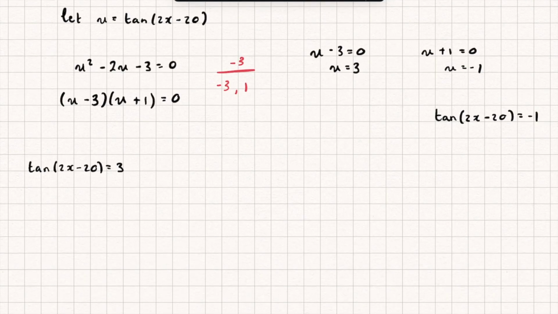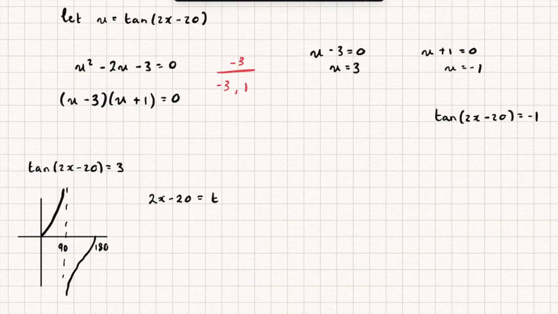So the first thing I'm going to do is draw a rough sketch of the graph of tan of x. So it's going to go up like this, have an asymptote at 90, and then it's going to go back to 0 at 180 degrees. And I'm only going to draw out the first period of this function. So the next thing I'm going to do is inverse tan of 3. And that's going to tell me what 2x minus 20 is. So that's inverse tan of 3.